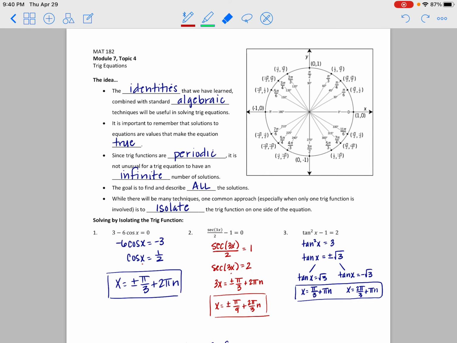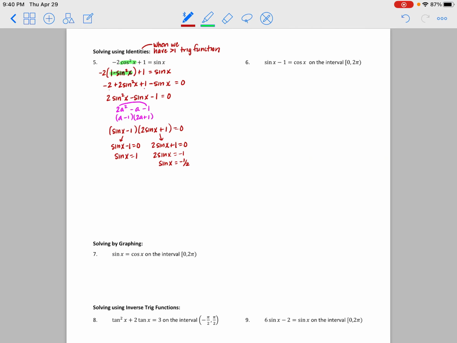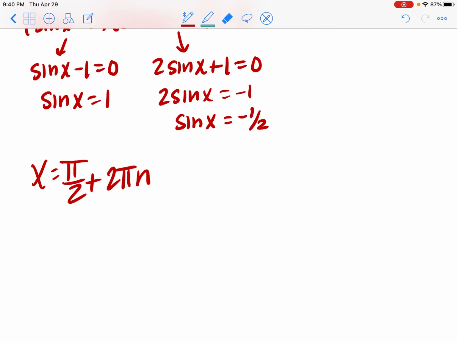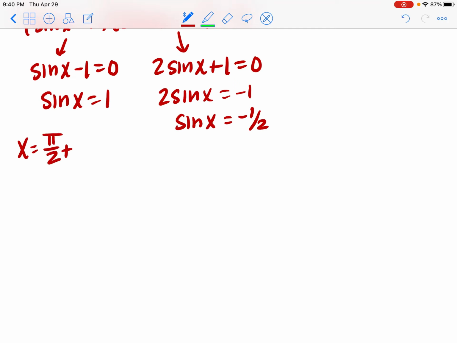Okay, so sine of x is going to equal 1 at pi over 2 plus 2 pi n times. Let me write that again: pi over 2 plus 2 pi n number of times. So that's going to be part of our solution set. That's one part of our solution set.